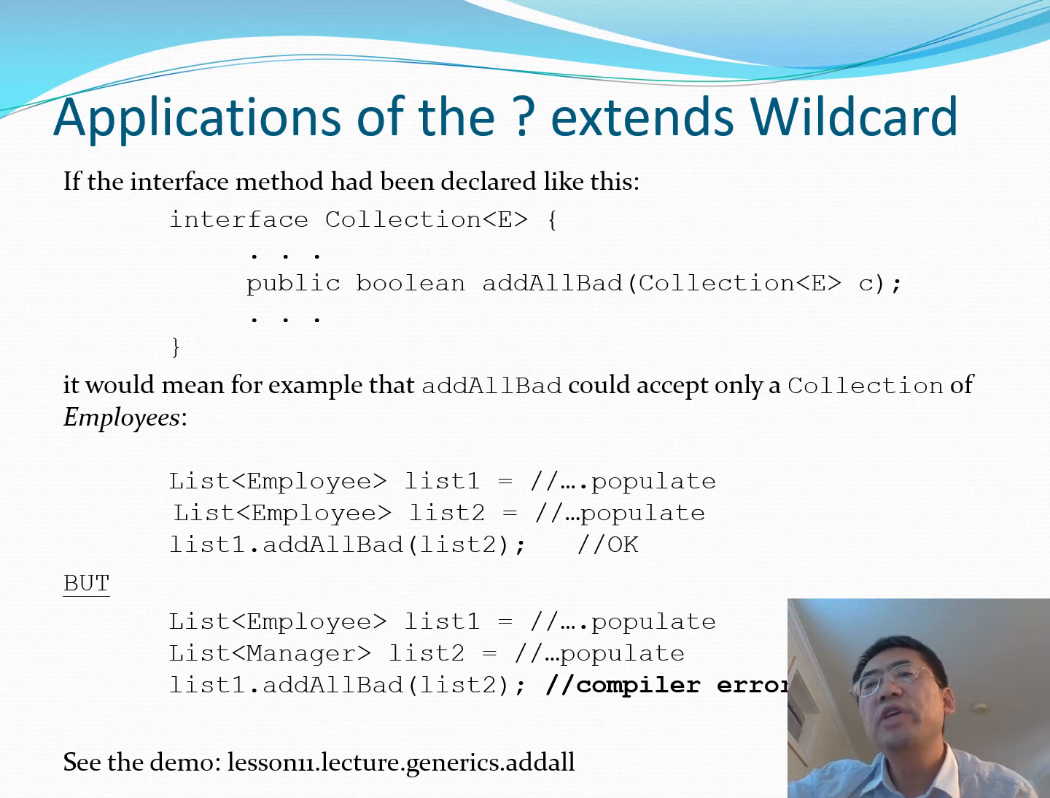Another one. Imagine we change the interface a little bit. So addAll, instead of taking a collection of wildcard extends E, we take a collection of type E. So when we do list1.addAll(list2), if both of them are lists of employee, it works according to this API. But if we say list 1 is a list of employee and list 2 is a list of manager, you cannot do list1.addAll(list2) because list 1 and list 2 are different collection types. So you cannot use addAll on these two lists.